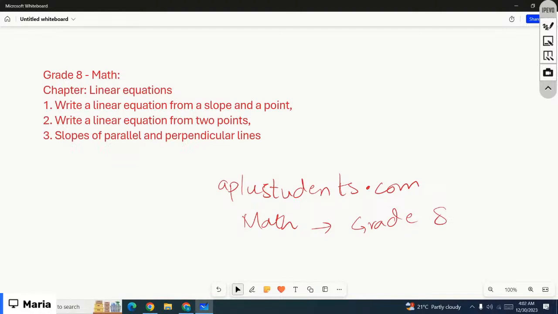We're going to start with the chapter linear equation, and the lessons we're going to cover from the chapter are: write a linear equation from a slope and a point, write a linear equation from 2 points, and slopes of parallel and perpendicular lines. So please make sure you have your notebook and pencil so that you can note down the important examples and definitions as well. Let's just start with the lesson.